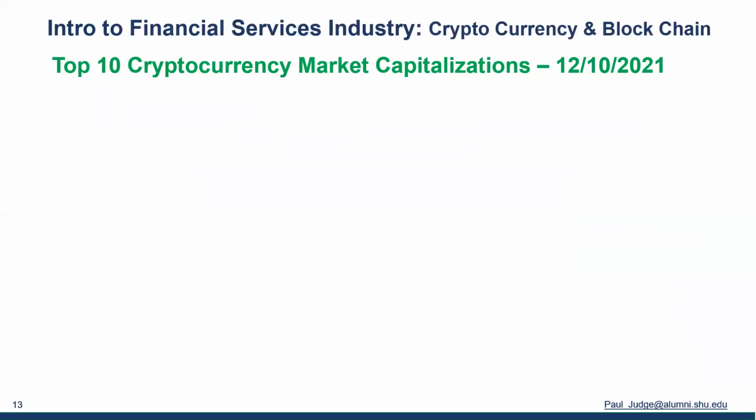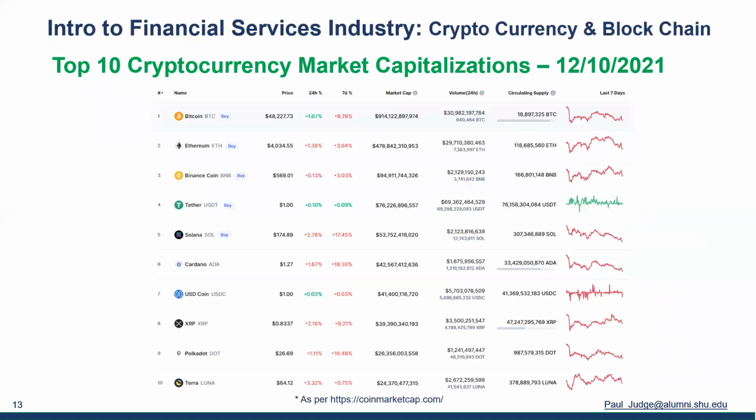Now, I did this today. Today is December 10th. So as of December 10th, Bitcoin was the leading cryptocurrency, with Ethereum being second, and Binance coin third. I'm not familiar with that one. Tether fourth, and it goes on. So you go to that website, you get a list of the top 100 cryptocurrencies listed by their market capitalization.